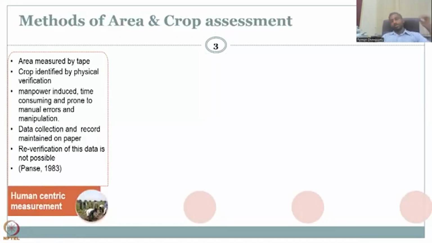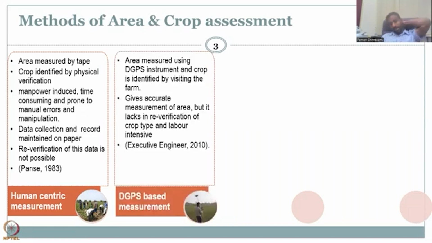So we discussed the methods of area and crop assessment, and how in the past they have been using human-centric approaches, wherein people would use a tape and a scale to measure a particular area for a particular crop. And then slowly there have been some updates in this method. Even now people use physical methods. You would see people going down during the flood season to estimate crop damage and area, instead of using remote sensing data, which is quick and approximately correct.